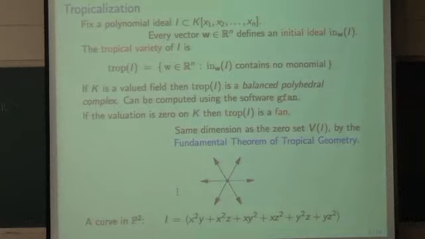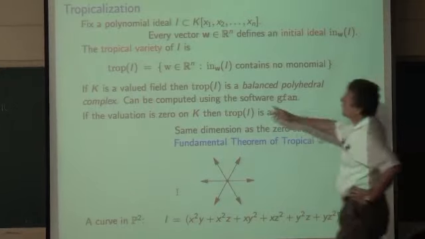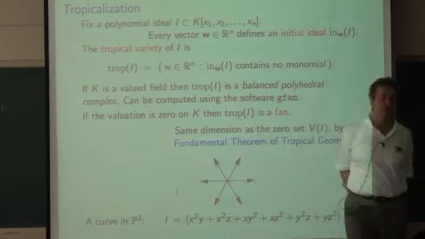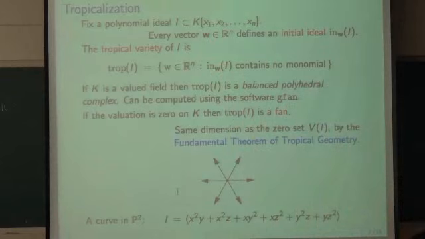Now, it is always the case that this tropical variety is a balanced polyhedral complex. There's a little bit of a twist. K in general is a field with valuation. So when you define your initial ideal and your initial forms, you have weights for the variables. So xi has weight wi. But when you look at the valuation of a monomial, you have to add in the valuation of the coefficient.